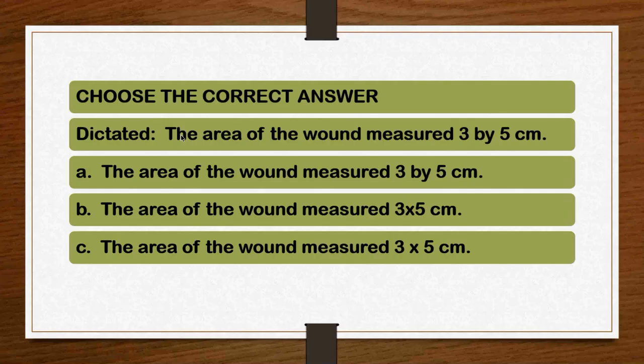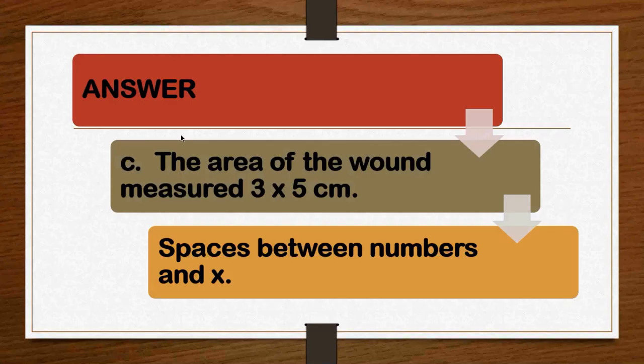Okay. How about this one? The area of the wound measured 3 by 5 centimeters. Which one's correct? Okay, good job, everybody. C, there's spaces between the numbers and the X. Good job.